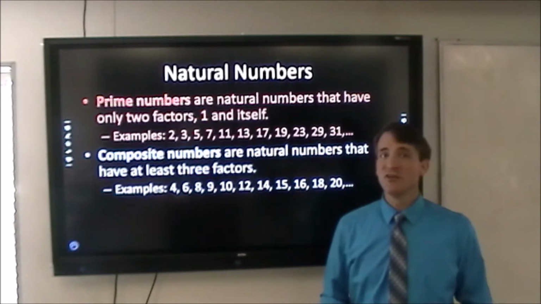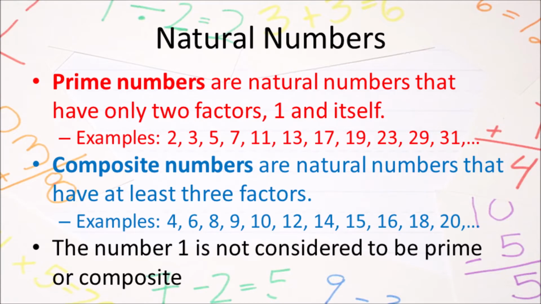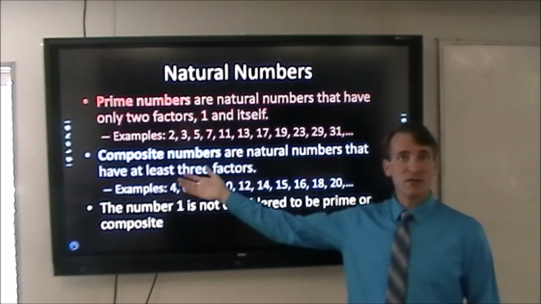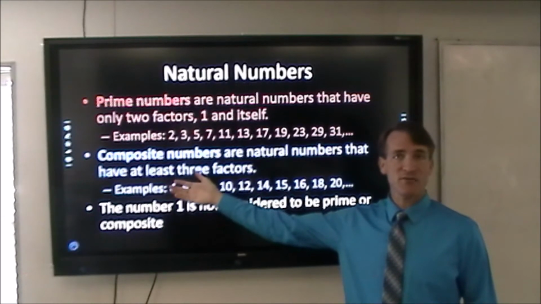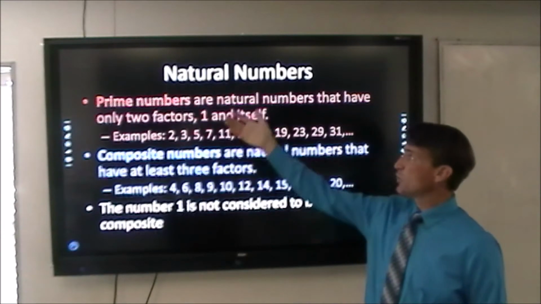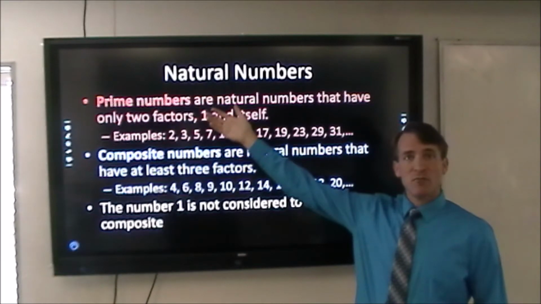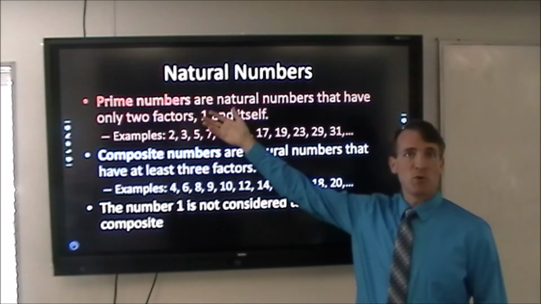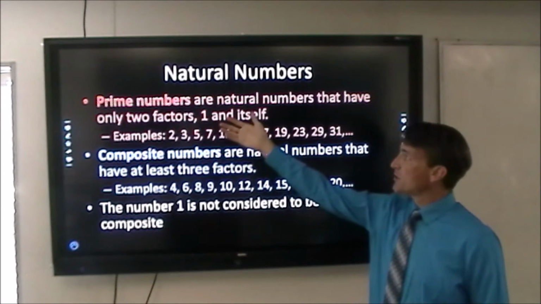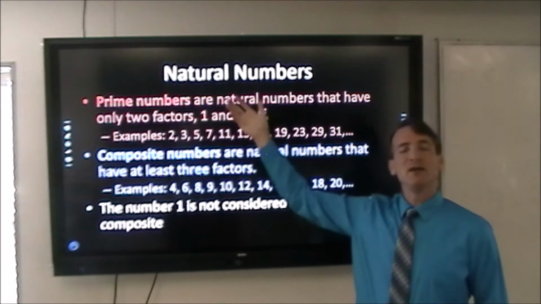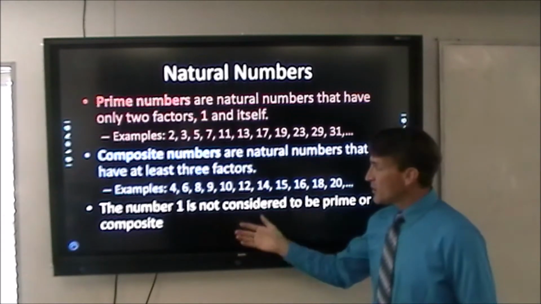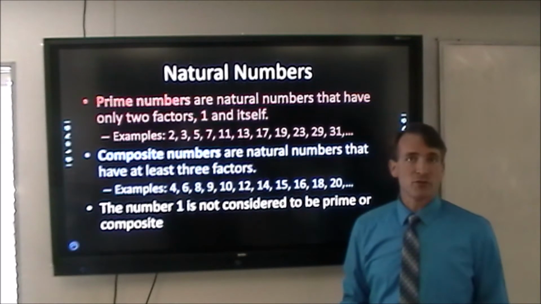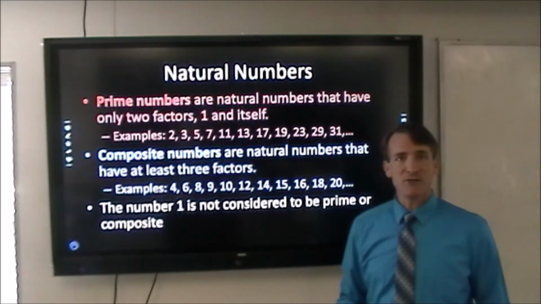And that brings us to the number 1 itself. 1 is not considered prime or composite. It's not composite because it has only the 1 as a factor, so it does not have 3 or more factors. At the same point, it's not a prime number because it consists of only one number, the number 1, whereas prime numbers have 2 factors, 1 and the number itself. So the number 1 is an unusual situation where it is not prime or composite.